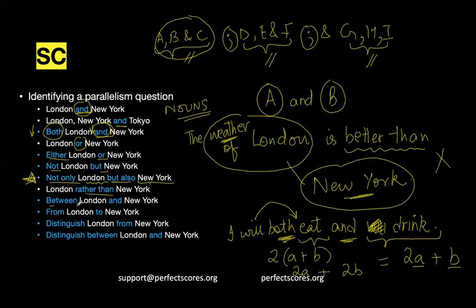Similarly, rather than, between, and, from, to. Now, this is important. Distinguish London from New York and distinguish between London and New York. They are both correct and they both mean the same. The only difference is the absence or presence of between.